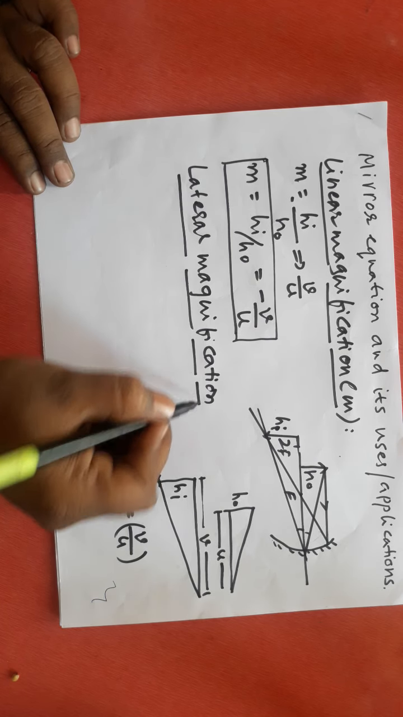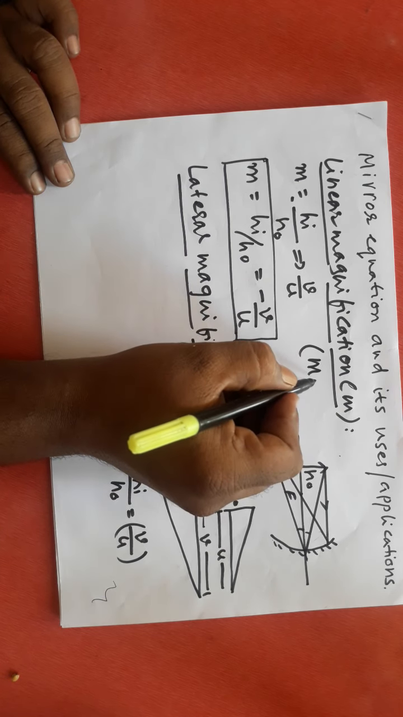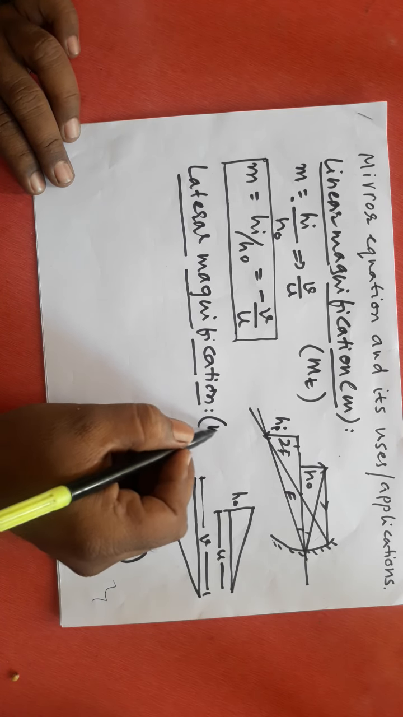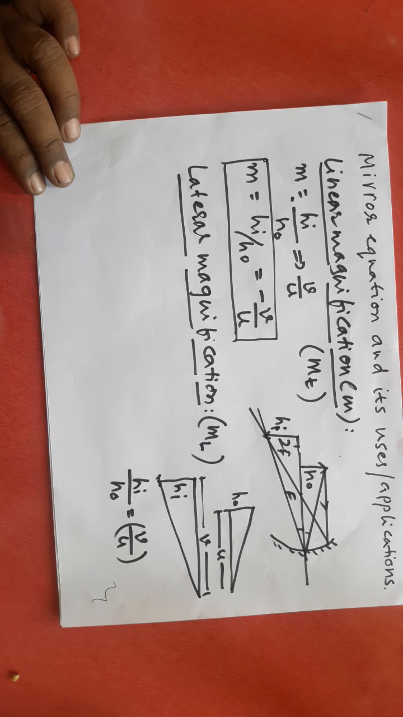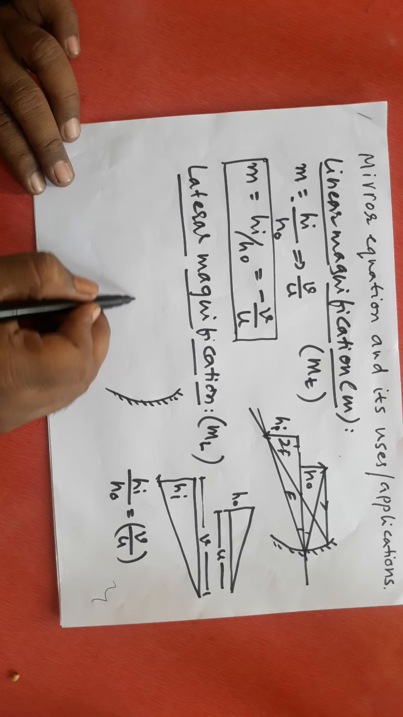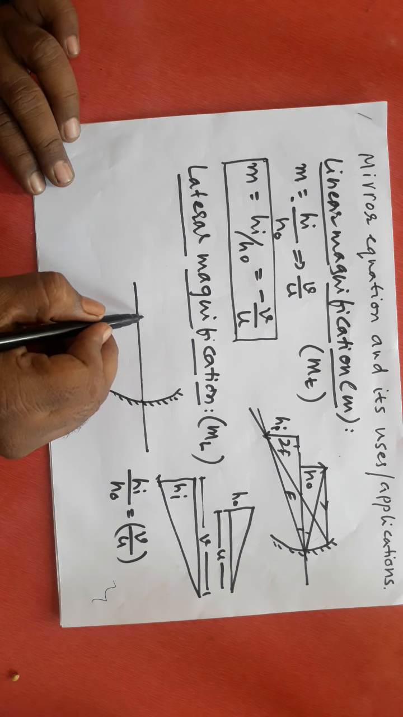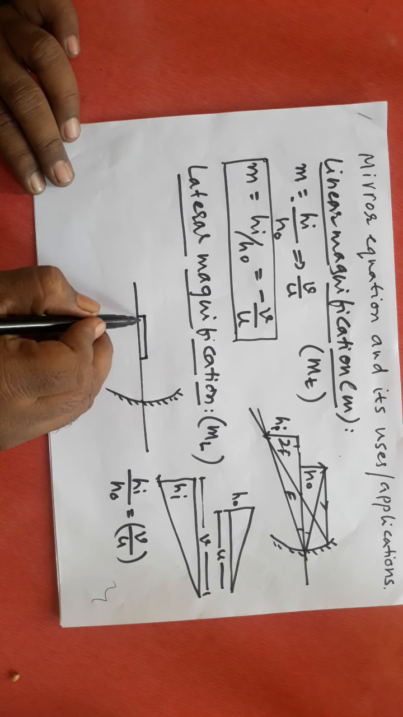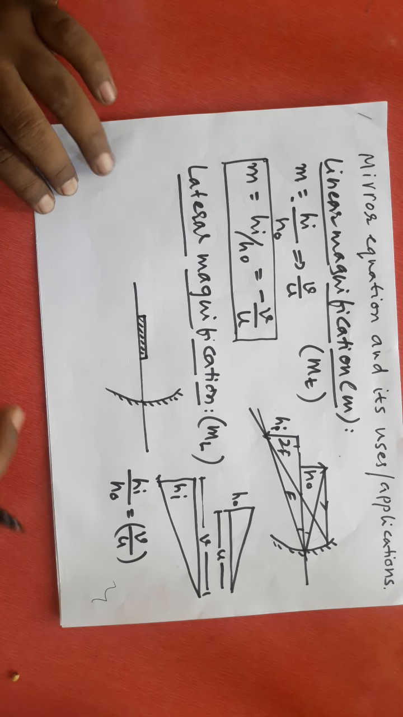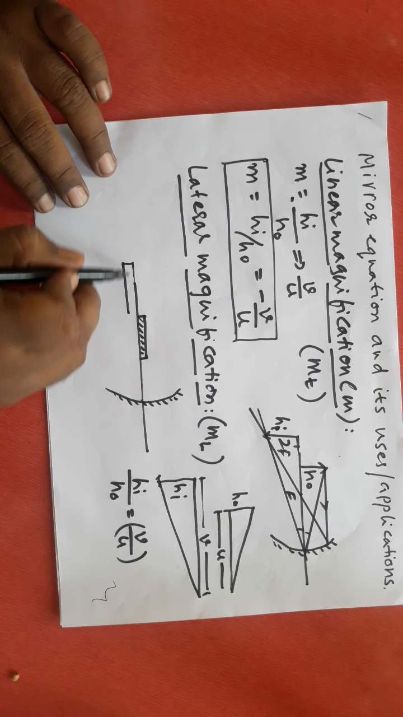In the lateral magnification case, this is M transverse, let us take it as MT. Then this is lateral magnification, ML. See, this is the mirror, this is the principal axis. Suppose the object is kept like this along the principal axis. If the object is kept along the principal axis, its image will be formed like this.